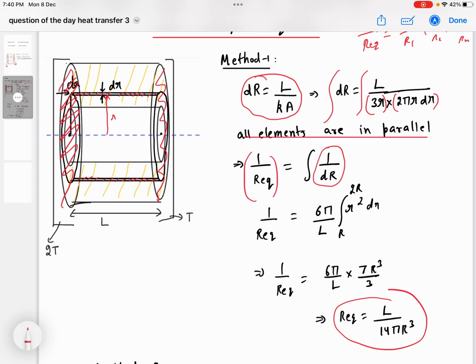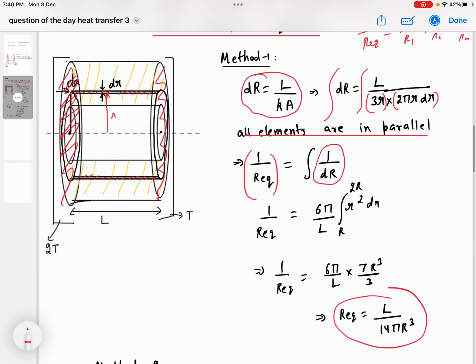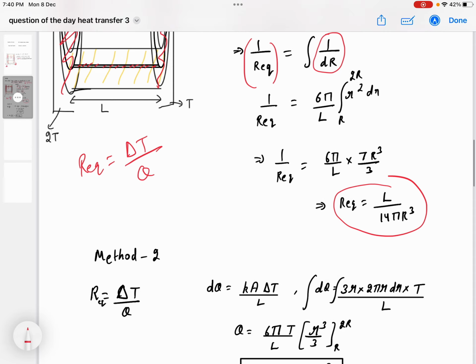The same question we can solve by another method. Method 2: I can first find the total heat transfer by taking any element, and then R equivalent will be the temperature difference upon the heat transfer, right? So that is method 2.